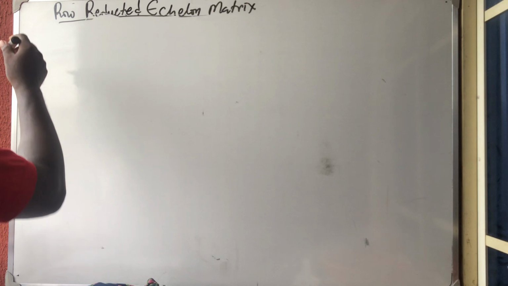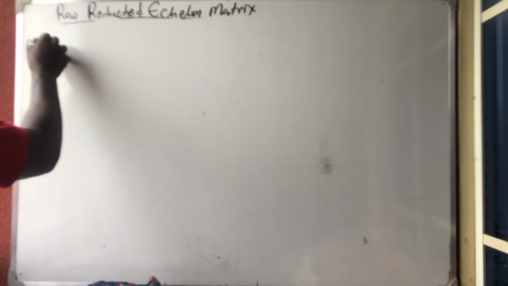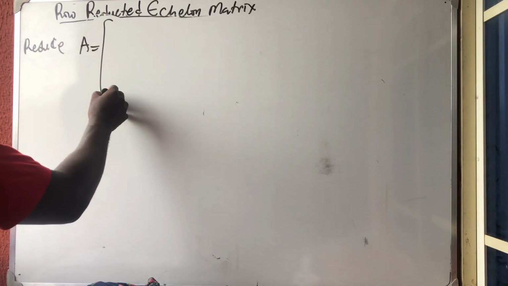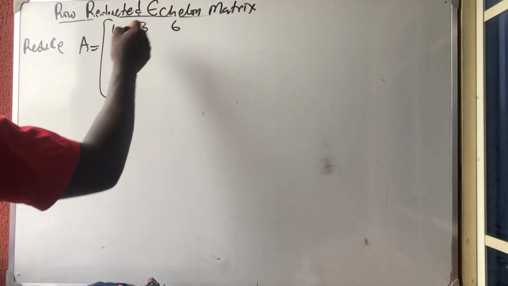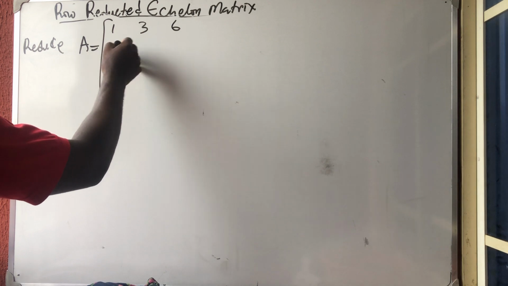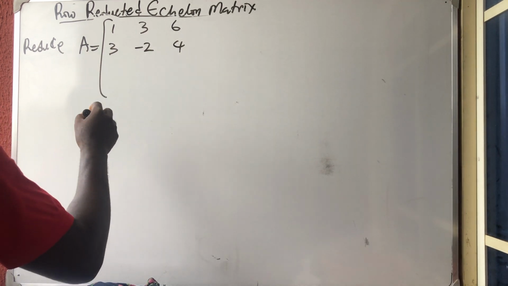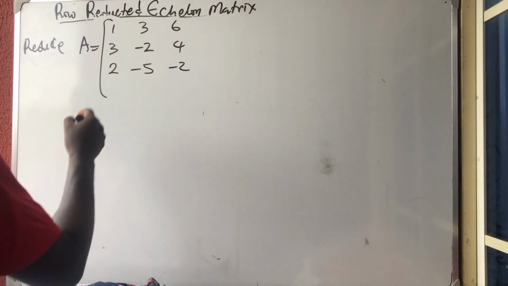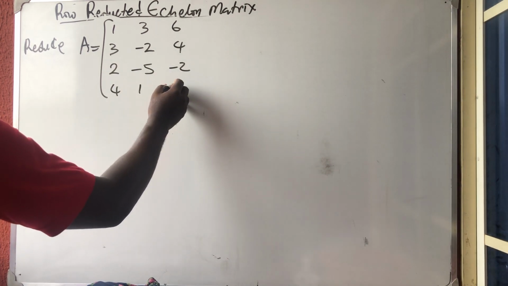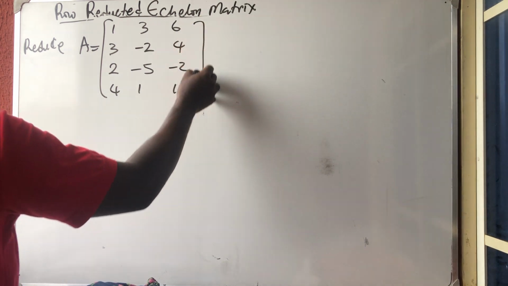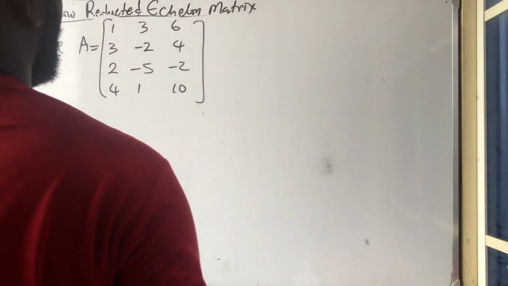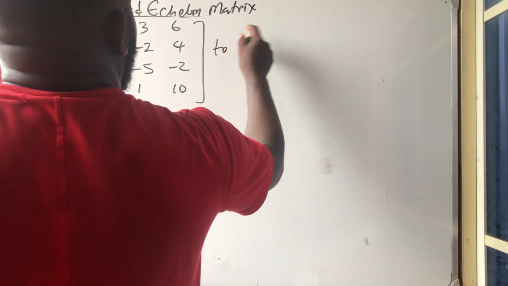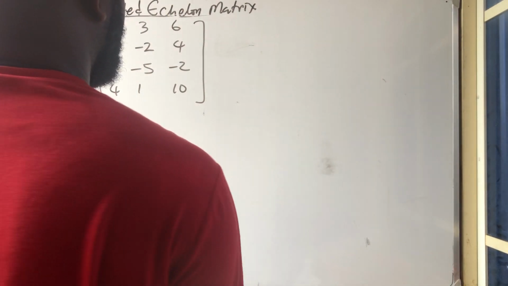Where we are to reduce A, which is equal to the matrix 1 3 6, 3 minus 2 4, 2 minus 5 minus 2, 4 1 and 10. Okay, first of all, I want to start solving it. We'll reduce it to echelon form. I just want to solve it here because of the board.